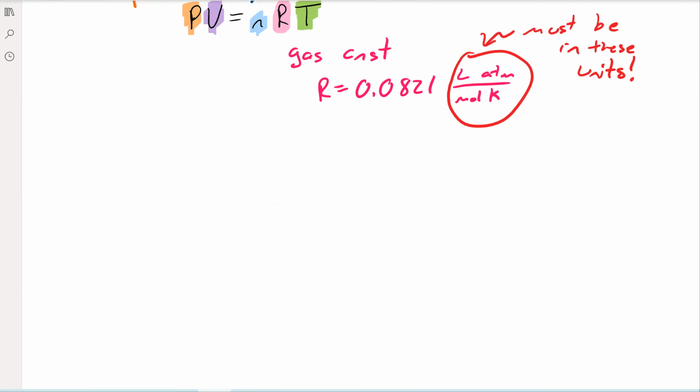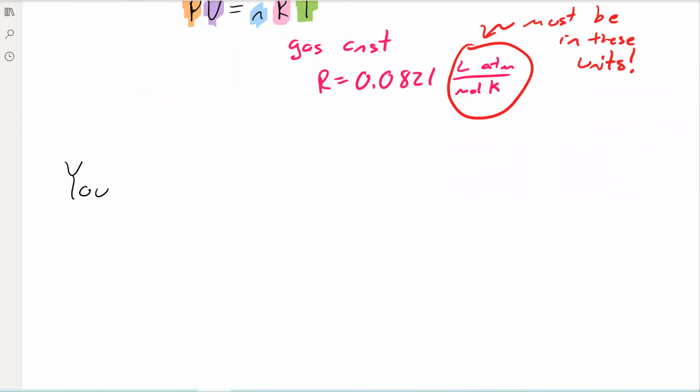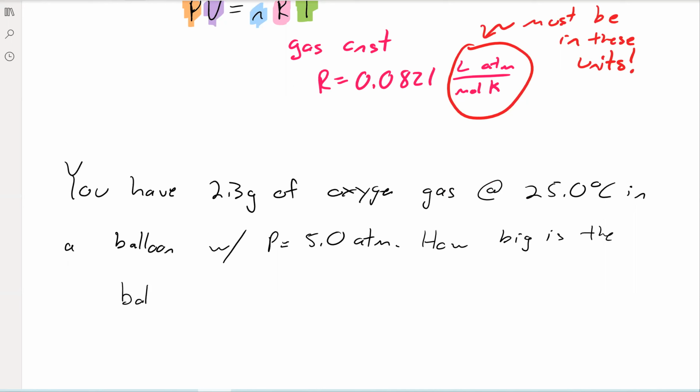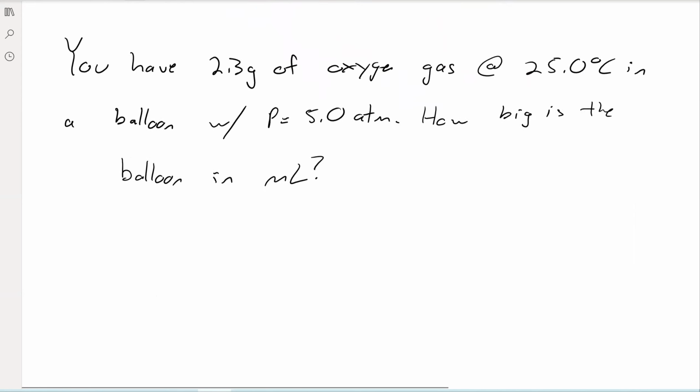So let's take a look at an example of this. You have 2.3 grams of oxygen gas at 25.0 degrees Celsius in a balloon with a pressure of 5.0 atmospheres. How big is the balloon in milliliters, mL? So let's go ahead and take a look at this problem.